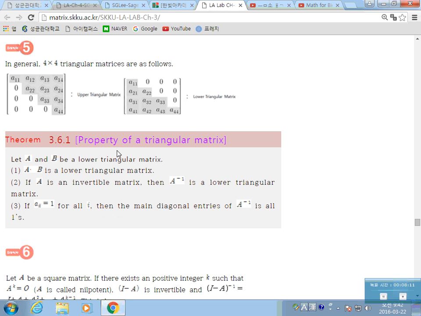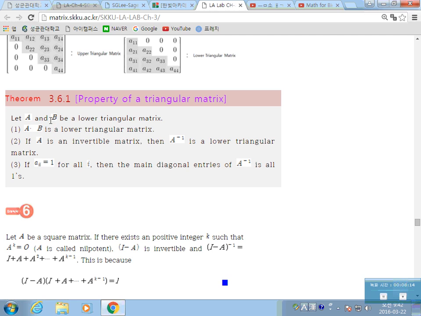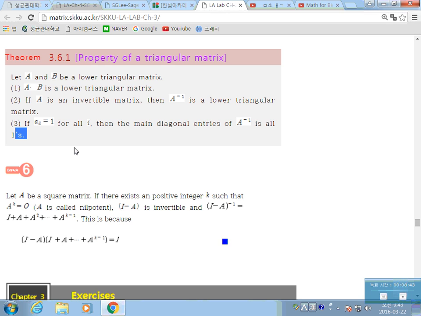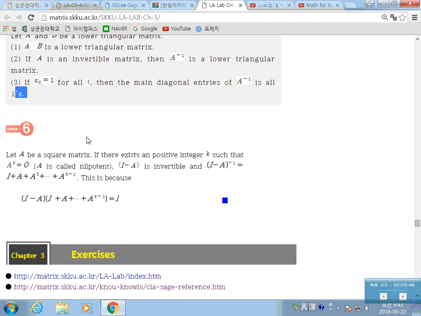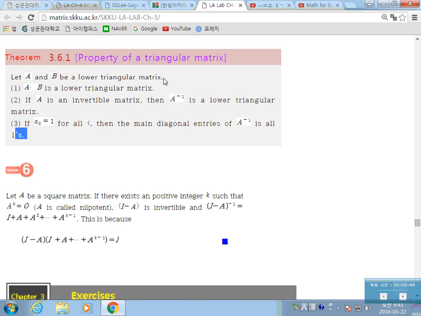Properties of a triangular matrix. If A and B are lower triangular matrices, then the product of those two matrices is a lower triangular matrix. And if A is an invertible lower triangular matrix, then A inverse is also a lower triangular matrix. If a_ii is equal to 1 for all i, then the main diagonal entries of A inverse are also all ones. These are the properties of the lower triangular matrix. This is very important.